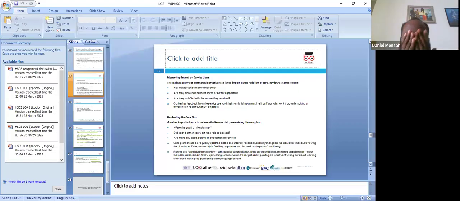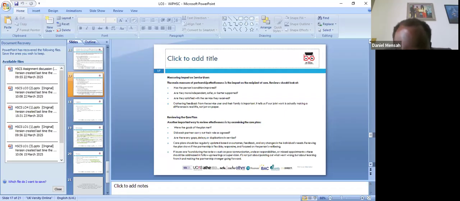Reviewing the care plan. Another important way to review effectiveness is by examining the care plan. Were the goals of the plan met? Did each partner carry out their role as agreed? Are there any gaps, delays, or duplications in service? Care plans should be regularly updated based on outcomes, feedback, and any changes in individuals' needs. Reviewing the plan shows if the partnership is flexible, responsive, and focused on the person's well-being.